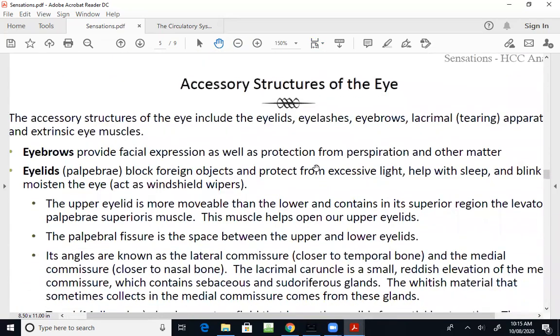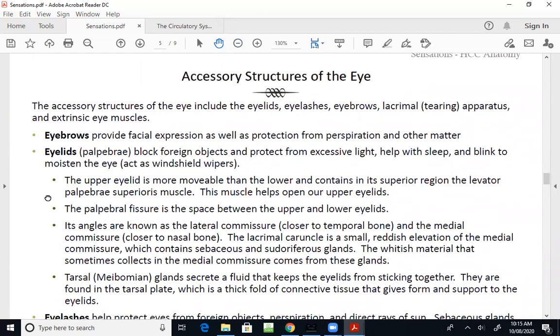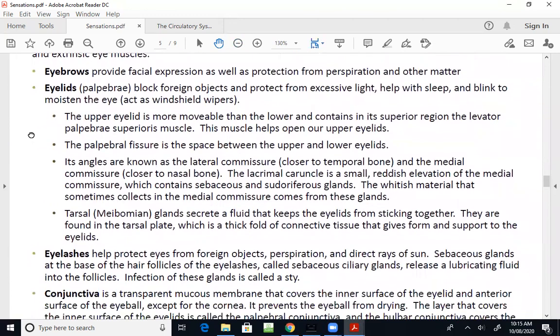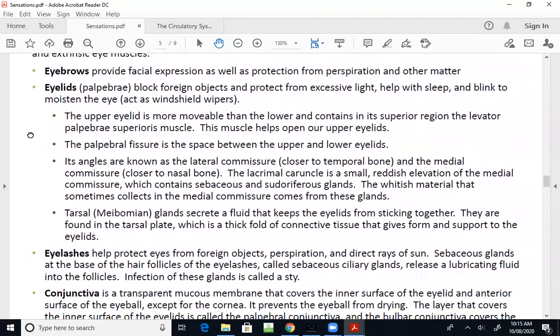All right, we'll start with the eyebrows, which we all know what eyebrows are, hopefully, the little hairy structures above our eyes. They provide facial expression, like when you're confused or mad, our eyebrows go up and down, allowing us nonverbal communication mechanisms. Eyebrows also help provide protection for our eyes from sweat, perspiration, as well as other matter.